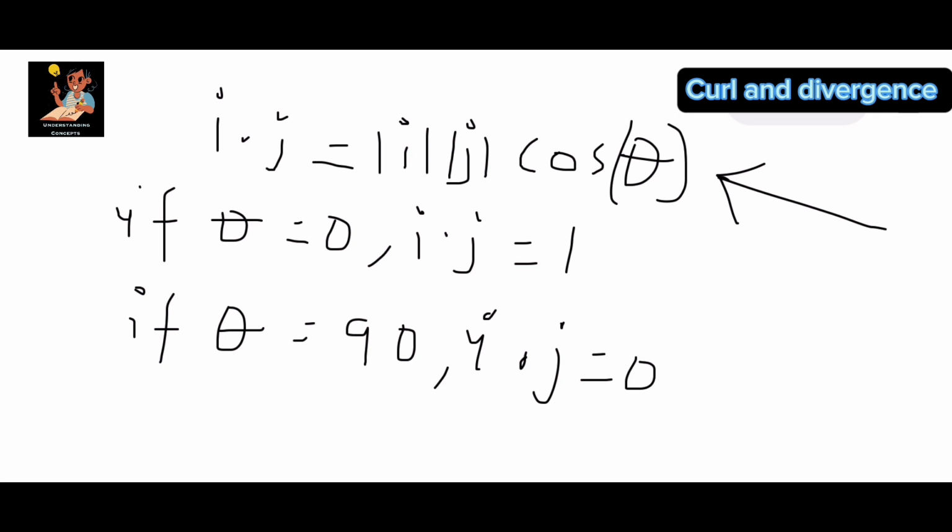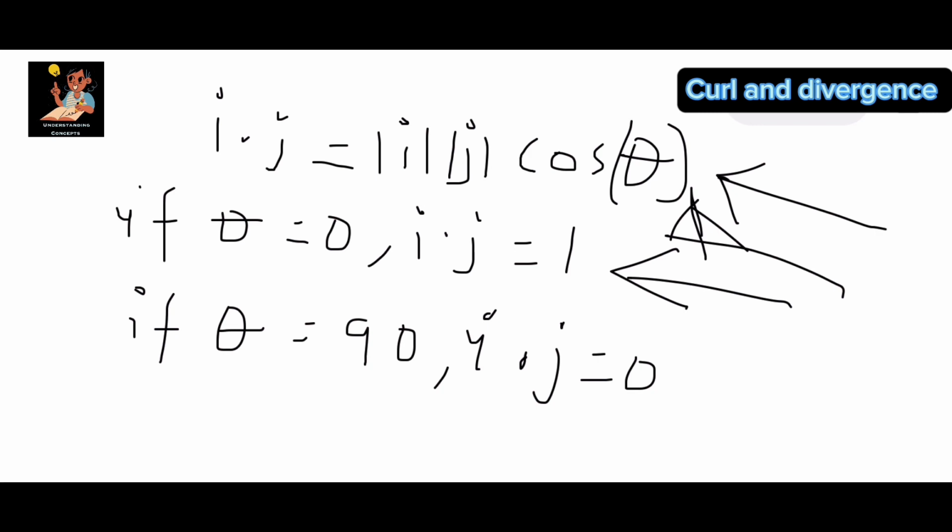Now, if the angle between them is 0, which means theta equals 0, we are going to have cosine of 0. But cosine of 0 is 1. Therefore, the magnitude of i, which is 1, times that of j, which is 1, times the cosine of 0, which is 1, is going to give us a dot product of 1.